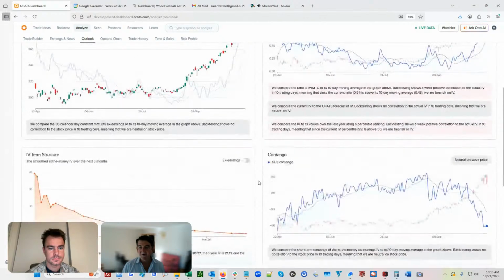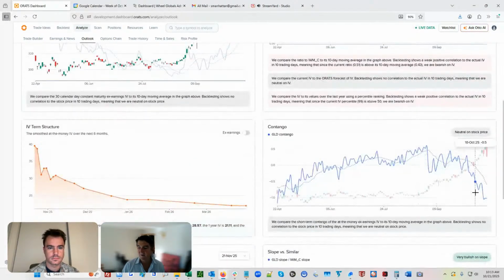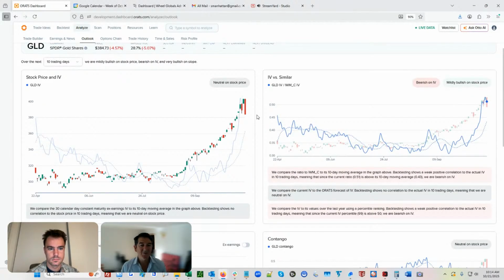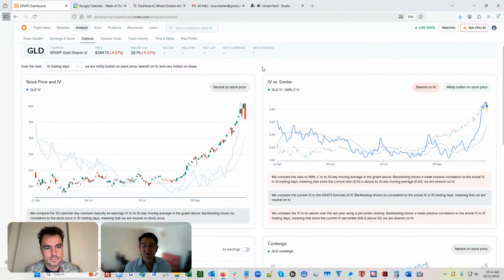Yeah. So those are the big things that we're looking at now. Definitely, this is at a range that we haven't seen in a while. Contango, definitely in the trade builder. We have a range that we really haven't seen before as well. So this is something. Gold is a stock that we would think about for that type of a trade.